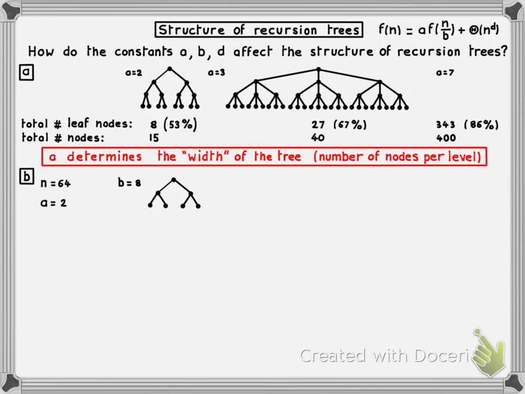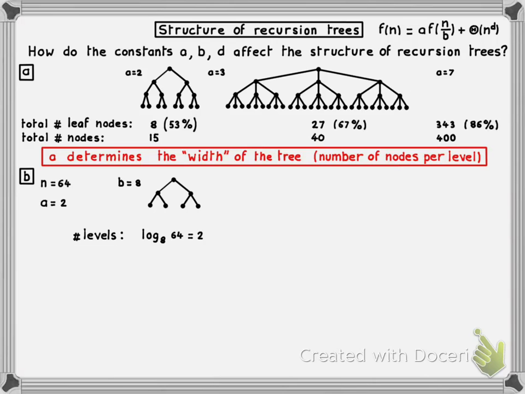Now, how can we determine that without building the tree? Well, remember the number of levels is equal to the log base b of n. So in this case, we have the log base 8 of 64. So that means how many times do you divide 64 by 8 until you get 1? And the answer is 2. Notice that we started with a pretty large value of b.